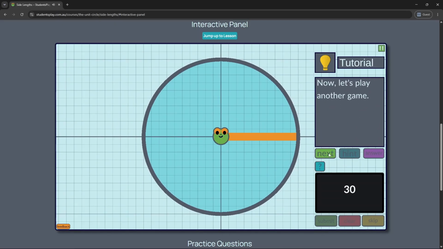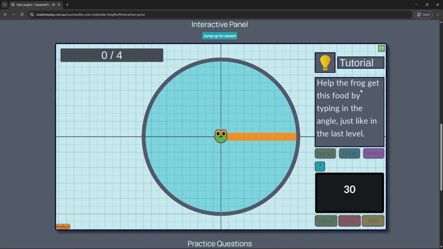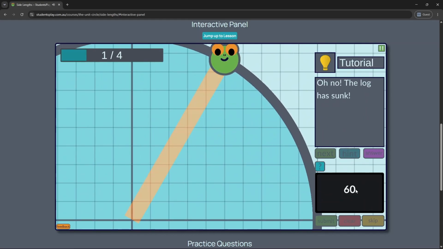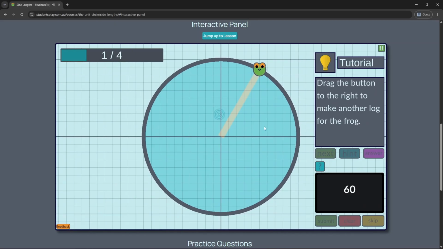Now, let's play another game. Help the frog get this food by typing in the angle, just like in the last level. Okay, so this one could be like, there's halfway there, so maybe like 50? It's a bit past halfway. Okay, what about like 60? Nice. Oh no, the log has sunk. Okay, how's it going to get back to the lily pad now?